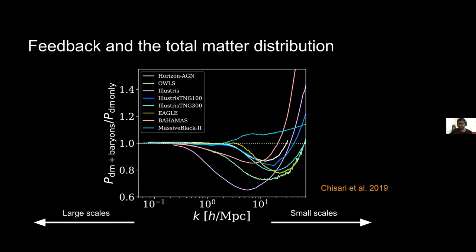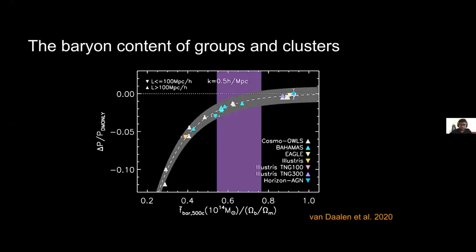As you go to even smaller scales, these curves then shoot upwards because you then get into the regime where star formation and cooling are actually enhancing the clustering. But what's interesting here is that while most simulations nowadays agree on the sign of the effect, there is still a fair amount of stochasticity in terms of quite what the magnitude of this effect is. And if the total matter distribution is used to constrain cosmological parameters, this is something we might want to pin down further.